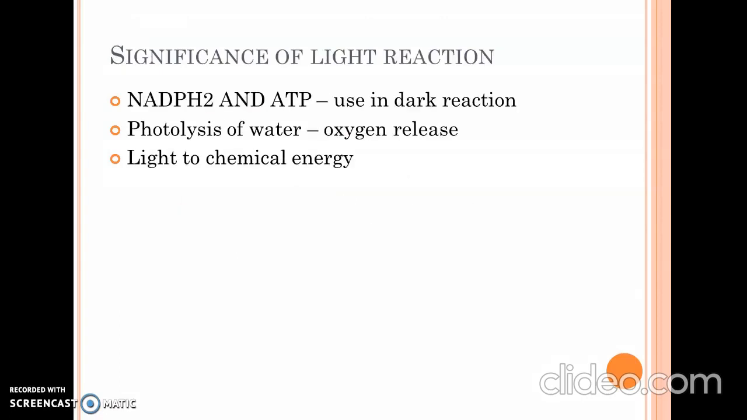This ATP molecule and NADPH2 molecule which are produced using light energy are used in the dark reaction. So the overall significance of the light reaction: here we need to speak about both the cyclic and non-cyclic photophosphorylation. The NADPH2 and the ATP which are released in both the cycles are used in dark reactions. The photolysis of water takes place, as a result oxygen is released. And here the light energy is converted into chemical energy. Here the chemical energy is nothing but the ATP and NADPH2 energy-rich compounds. Thank you.